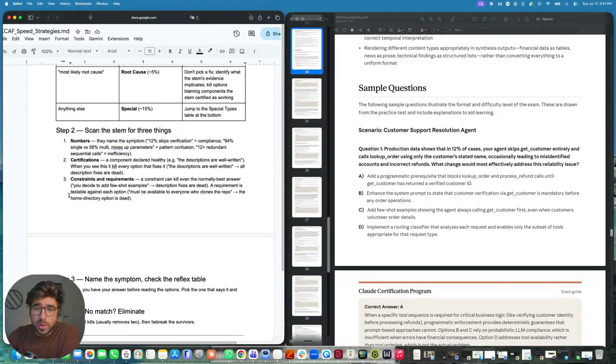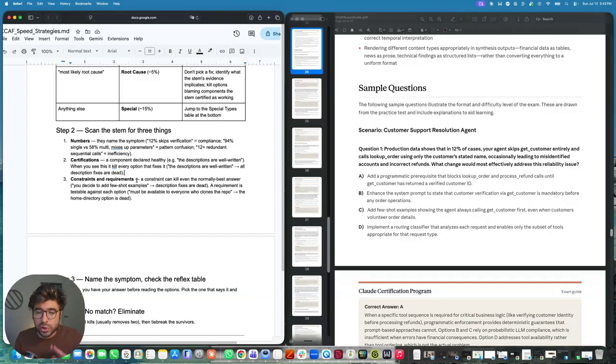Okay, so step 2 is you're going to then scan the stem for 3 things: numbers, certifications, and constraints and requirements. So numbers are going to help you identify what the actual symptom is. So you might see in some of these questions, for example, 12% skips verification. That's going to tell you that there is a compliance issue. If it says 94% single versus 58% multi mixes up parameters, that's pattern confusion. What that's going to do is it's going to help you figure out what the symptom is, and then it's going to help you when we move into step 3.